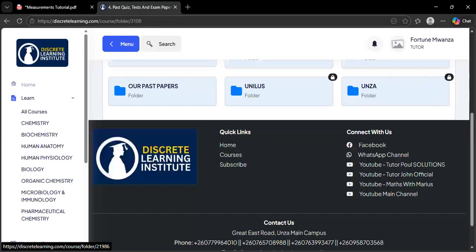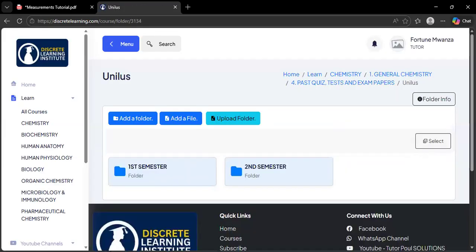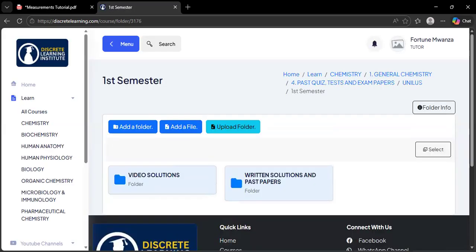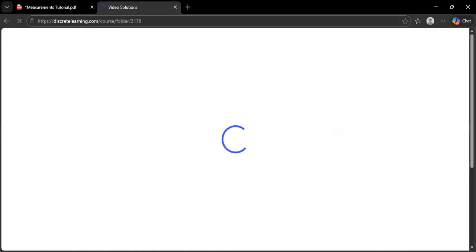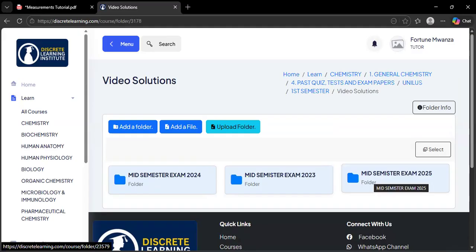You choose the university as well, so you can choose UNLAS there. Then you choose the semester. You can go to first semester there. If you want the video solutions, go in the folder written video solution. There are also years. For example, we had two intakes for 2025, and for both intakes the video solutions are there.